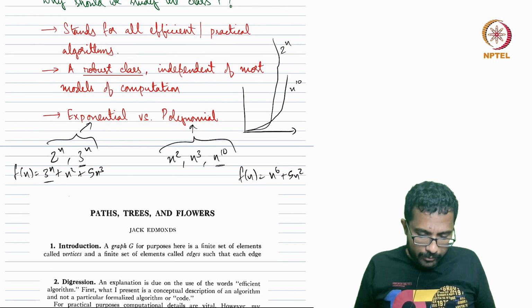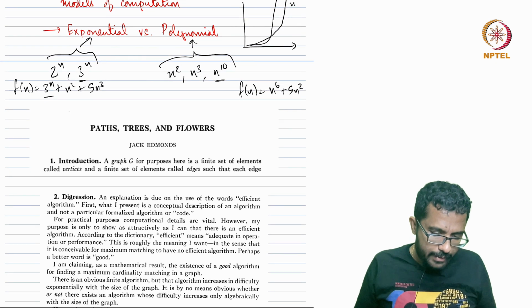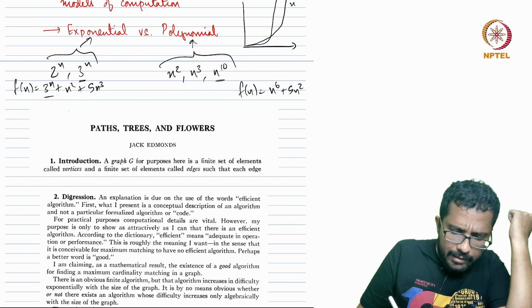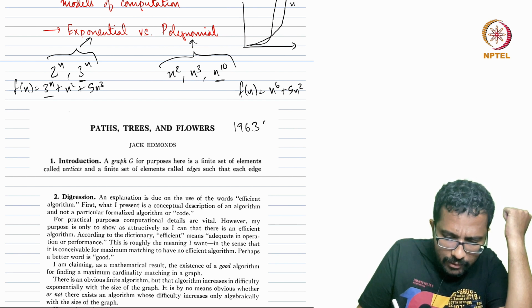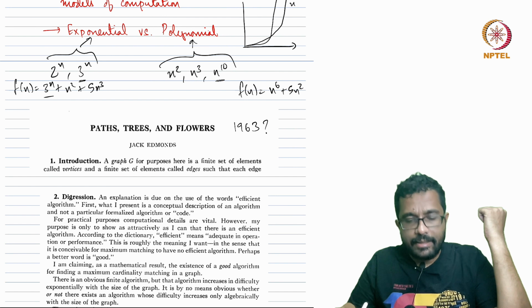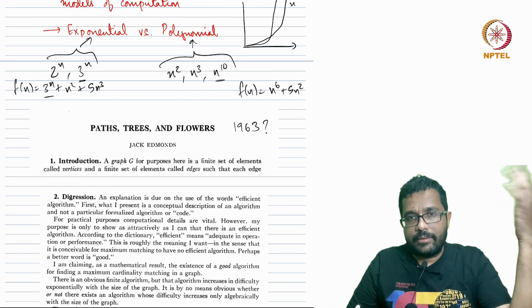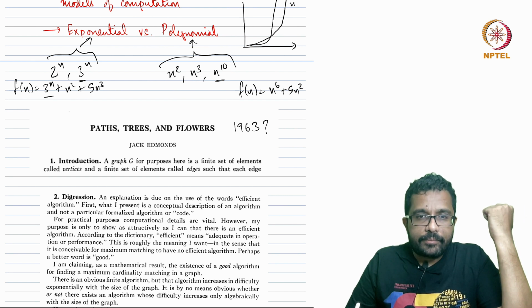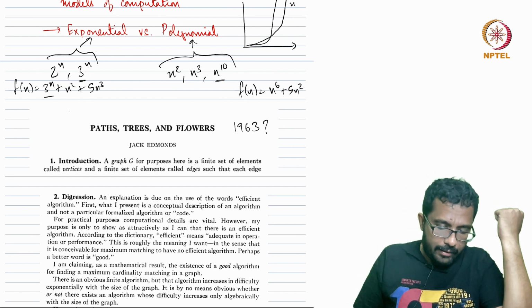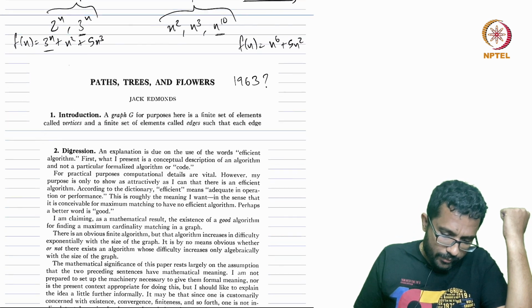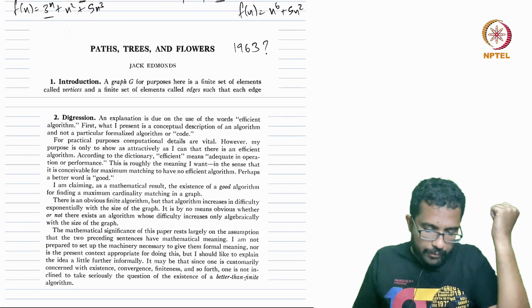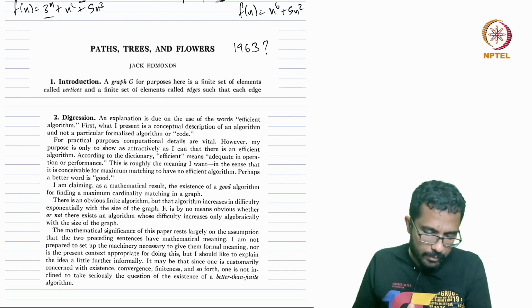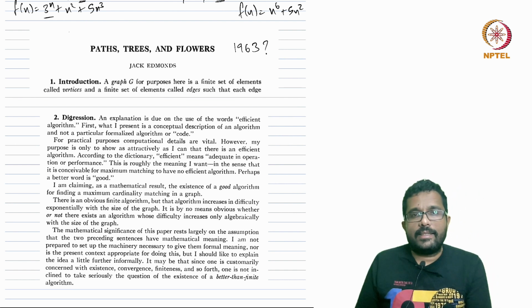Okay. So just a small bit of history. There was this paper that came out in the 60s, I think 1963, called Paths, Trees and Flowers. This is a paper by Jack Edmonds, who is a computer scientist or mathematician, right? I've pasted a couple of pages, or one page, some aspects from the paper. So this is the title of the paper, Paths, Trees and Flowers.